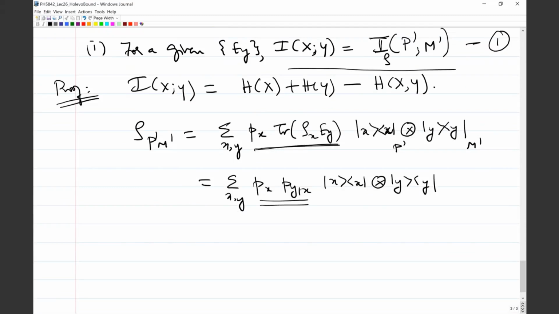This is some form of Bayes rule, right? Yes. What is a joint distribution between x and y? It is px times p(y given x). If x and y are independent, then p(y given x) is the same as p(y), so p(x,y) becomes just px times py. So this is nothing but the joint distribution p(x,y).